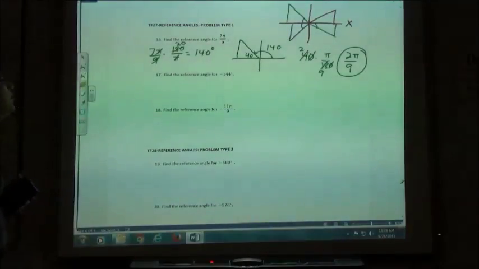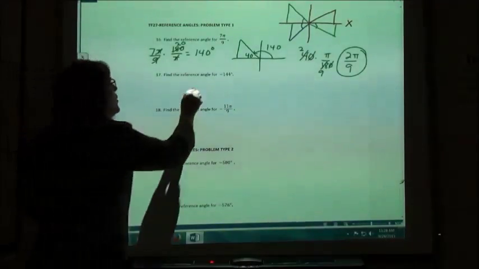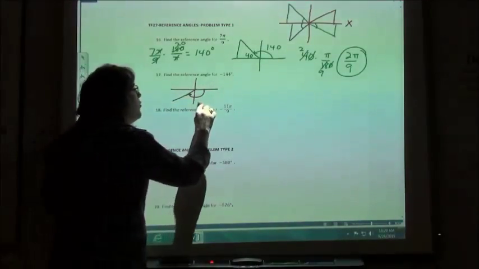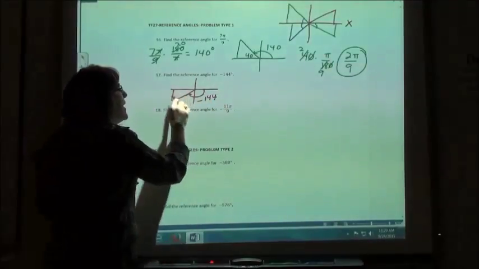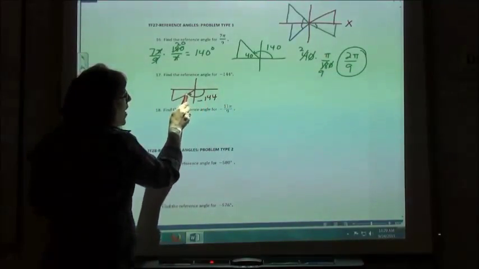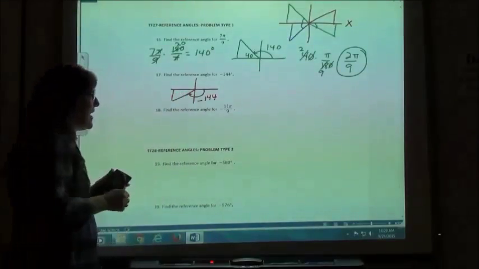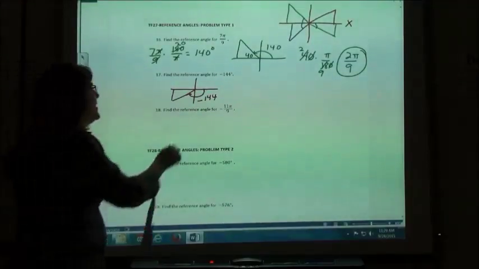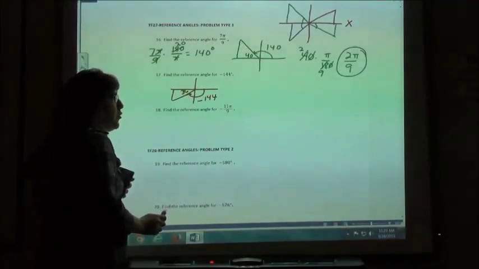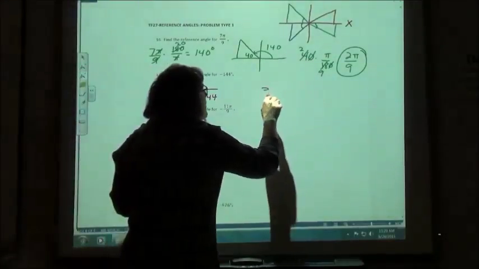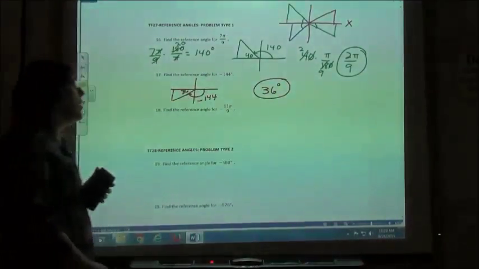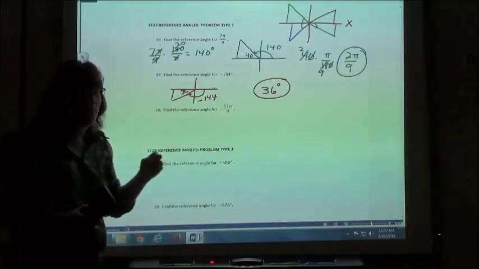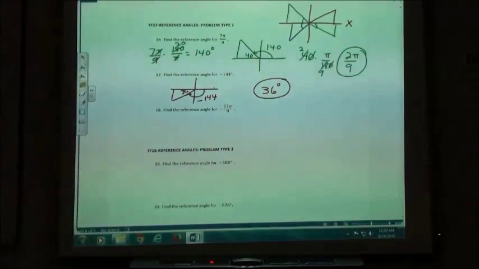Number 17, we want to find the reference angle for a negative 144 degrees. So negative 144 degrees would end up being over here in quadrant 3. But my reference angle goes here. So I'm trying to figure out how much more do I have to go to get to the 180. So if I just take my 180 minus my 144, that tells me this angle here is 36 degrees in the positive direction. And so 36 degrees is what my reference angle is. If I took the 36 here plus the 144, if I went the right direction, I'd end up being at 180.